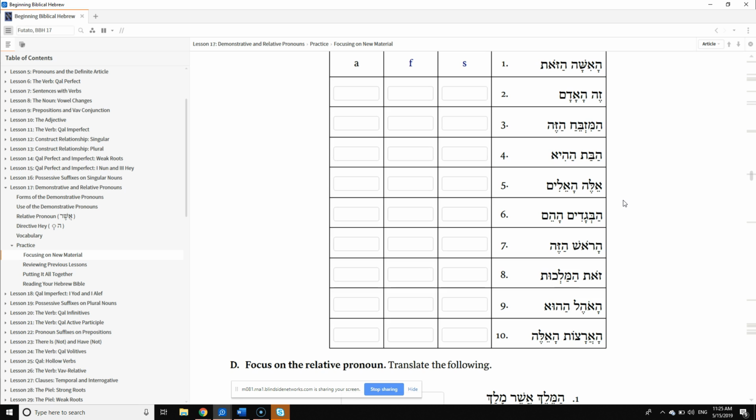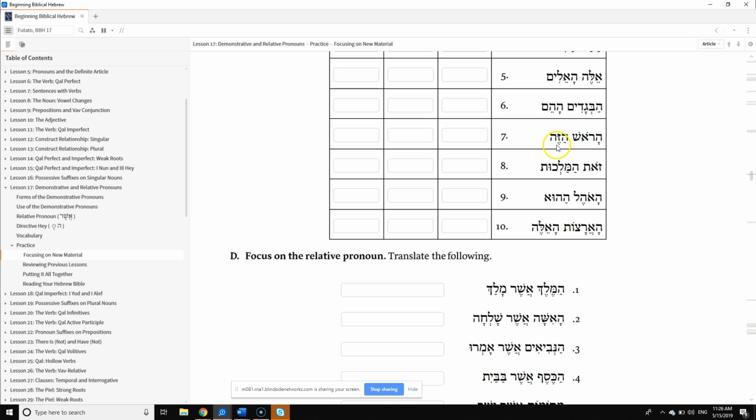Number 6, habegadim hahem. Here we've got the article on the demonstrative, so this will be attributive. Hem is going to be a masculine plural, and it's the far demonstrative. So we're going to have those garments. You could say those garments, or you could say that clothing if you want. Even though that is singular in English, clothing is a non-count noun, and so we usually use singular adjectives for non-count nouns in English. But it's important to understand that hem is plural, masculine plural. So you would have adjectival masculine plural here. And again, we would translate that either as those garments or that clothing, something like that.